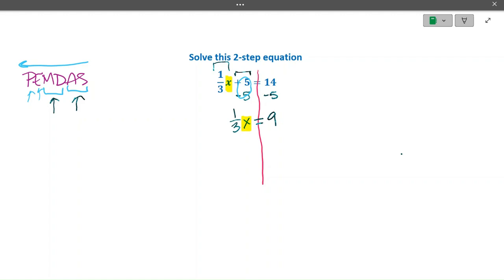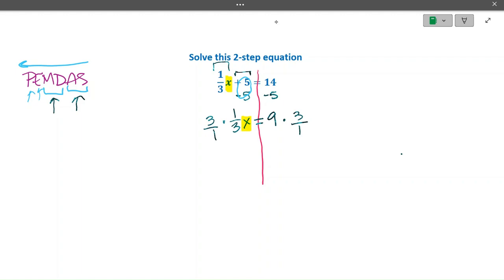I find sometimes that when we do that, the fractions kind of trip us up a little bit. So I prefer to multiply fractions by their reciprocal. So the reciprocal of 1/3 is 3. You get the same result as dividing by a fraction. So I'm going to multiply 1/3 by 3 over 1. If I do that to one side, I do it to the other.